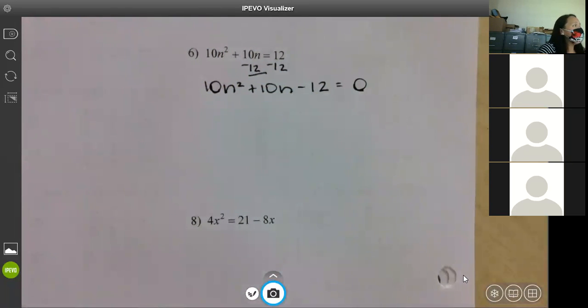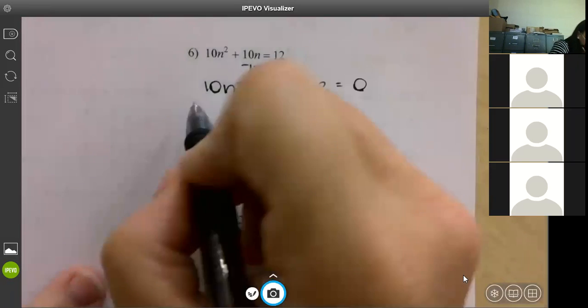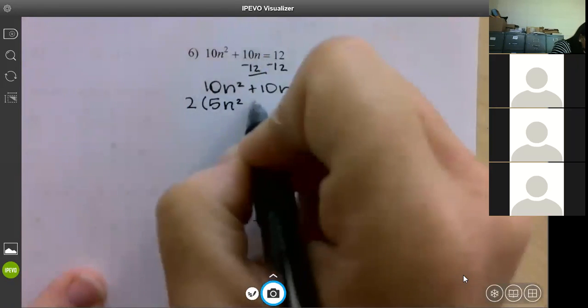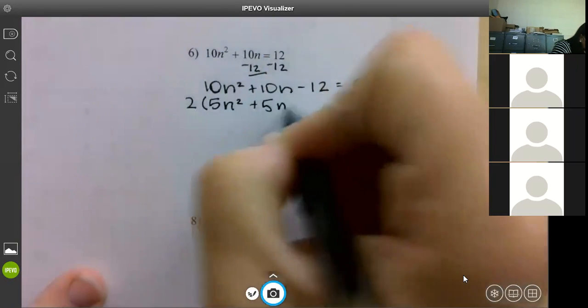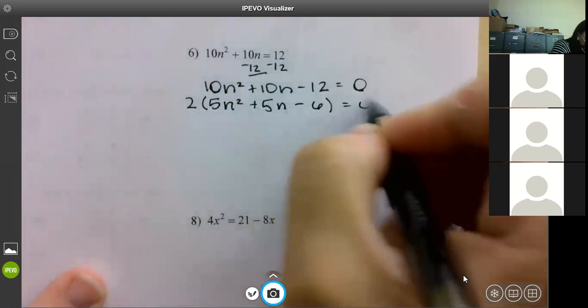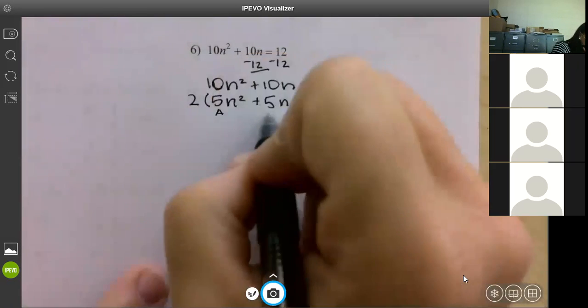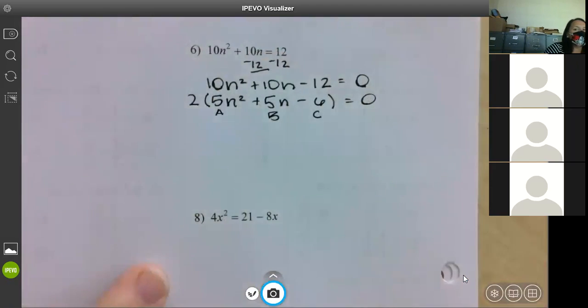Can I take out a GCF on this one? Yeah, you have to. No, I'm gonna go ahead and do it so it'll make our numbers lower because 10 and 12 and 10, those are pretty big numbers, okay? So I'm gonna go ahead and take my GCF out. And I get 5n squared plus 5n minus 6. But again, remember, you don't have to take it out. You don't have to. It'll simplify itself. So then you have your A, your B, and your C.